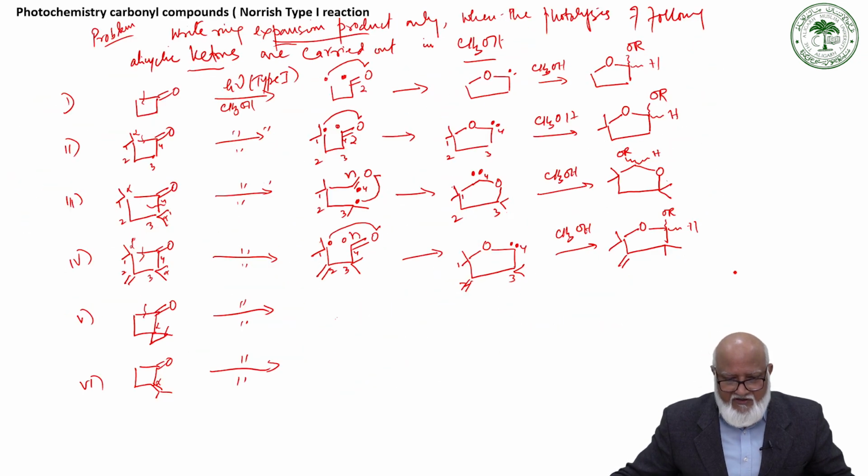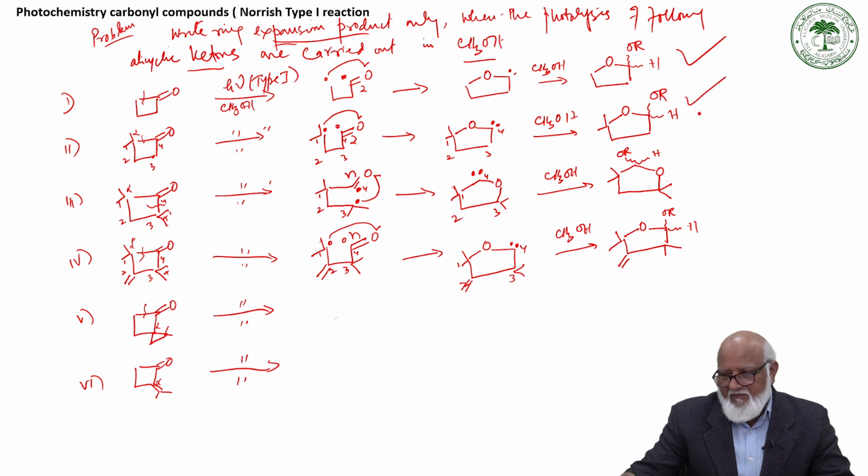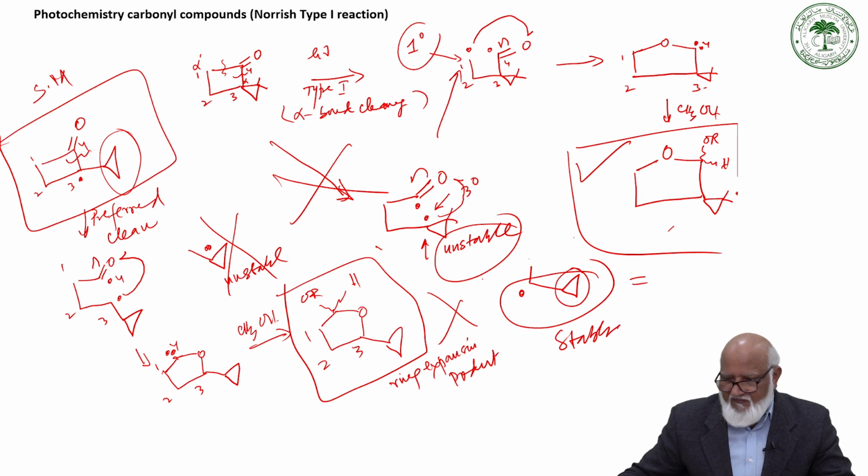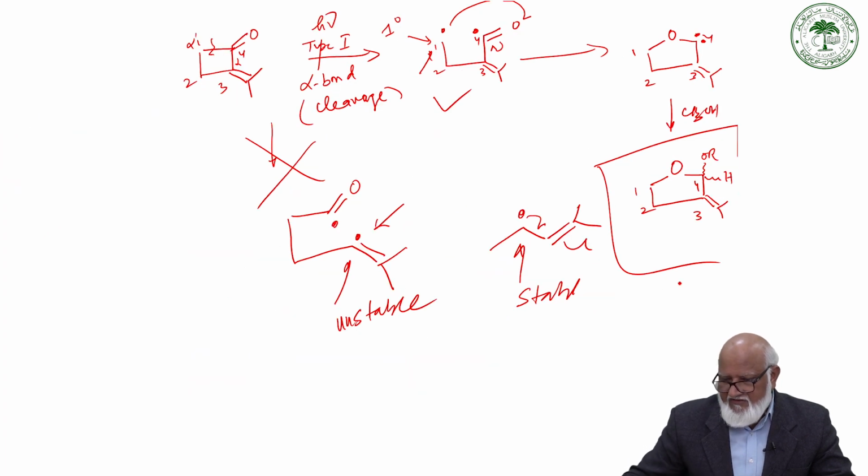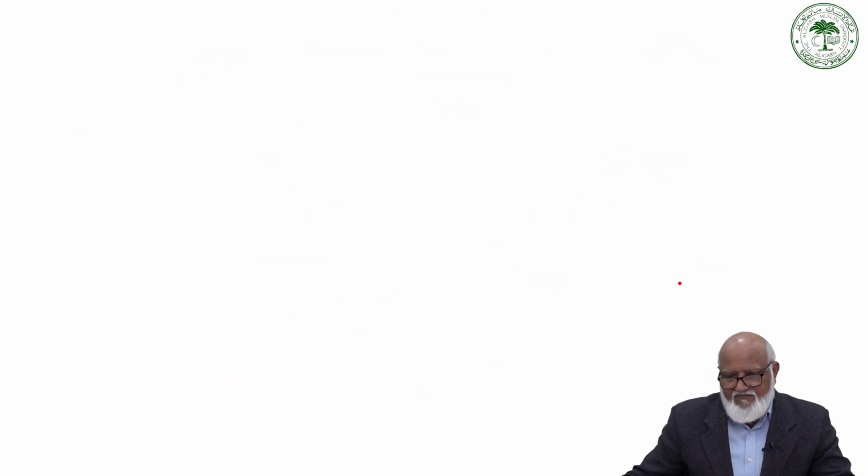So we have already looked at all the examples. We have written out the possible ring expansion product in all these 4 cases here, and there is a 5th case here and a 6th case here. So this is for today.